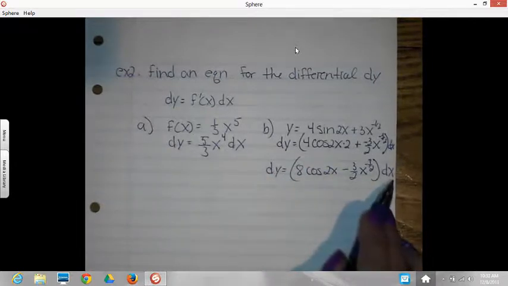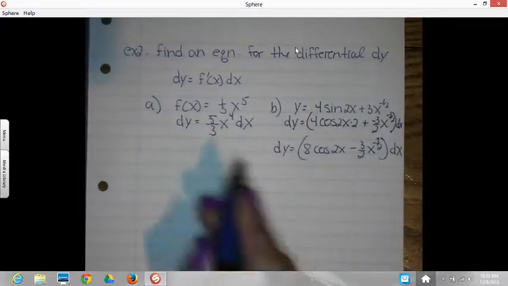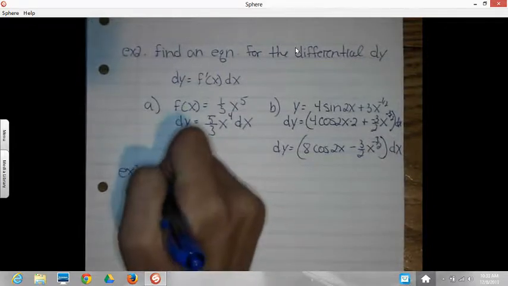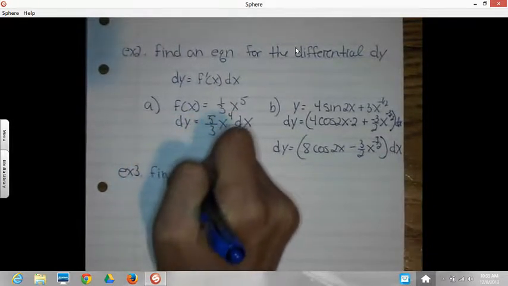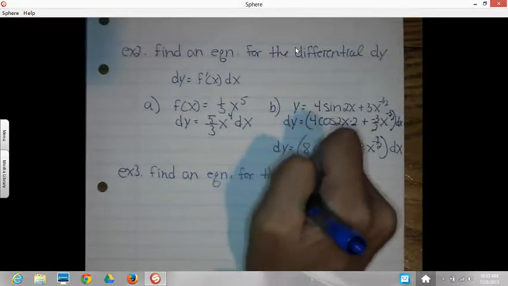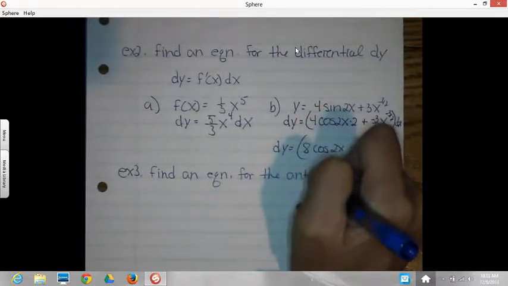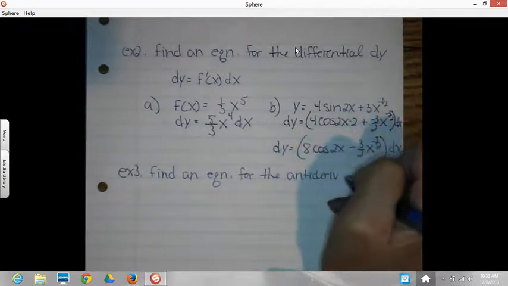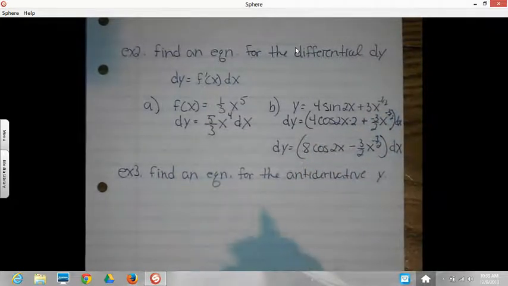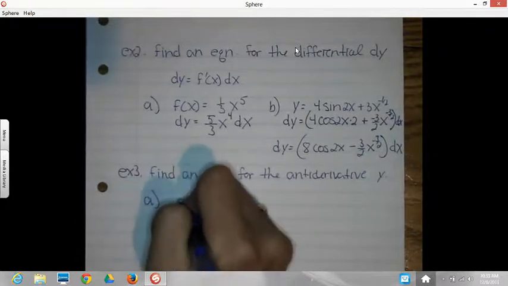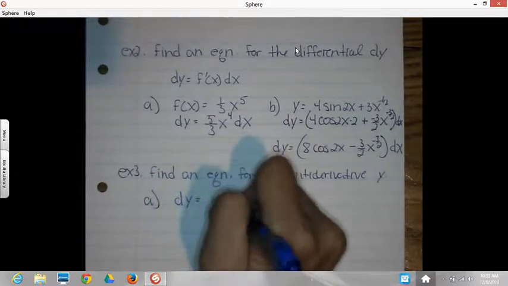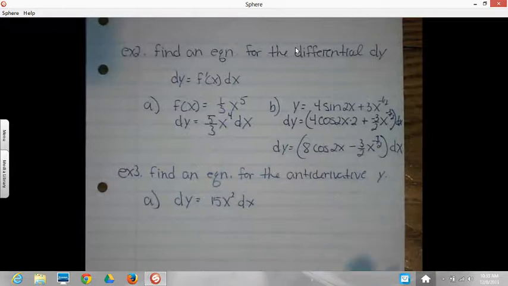Okay, the last example, you are going to find an equation for the antiderivative y. Okay, starting with a differential. So if dy, the differential of y, equals 15x squared dx, we want to be able to find the antiderivative.